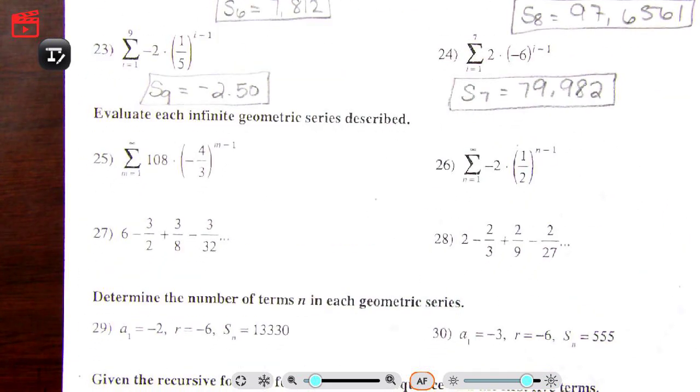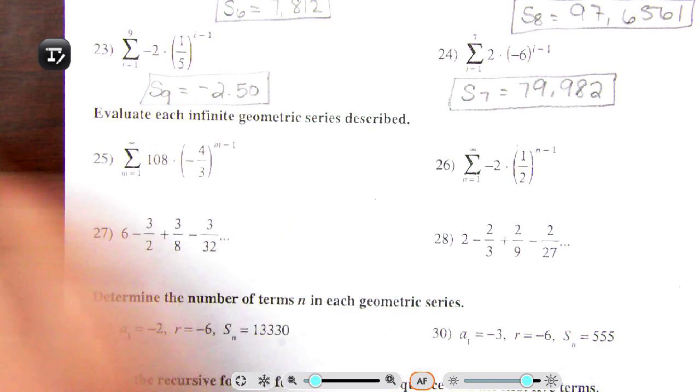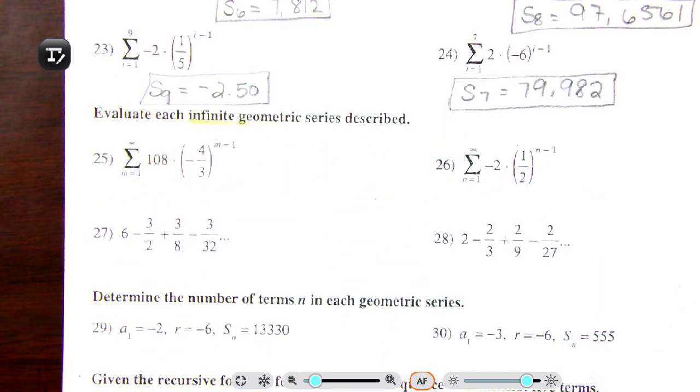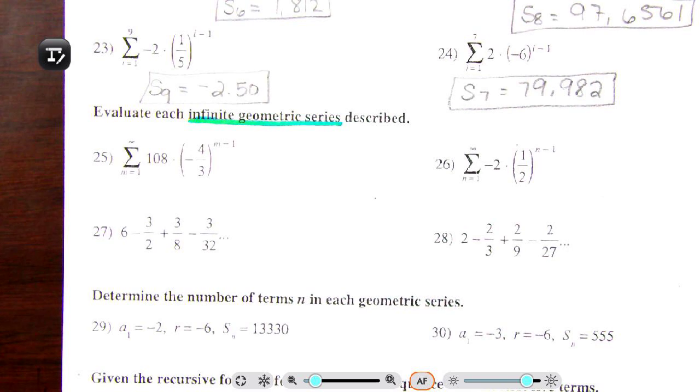Now in number 25, you're going to notice something, that when you look at your upper limit, it is infinity. So that means that your geometric series is infinite. So, okay, that changes everything. So the first thing you need to do when you're dealing with infinite geometric series is you need to know the formula, but you also need to know when the limit diverges and when it converges.